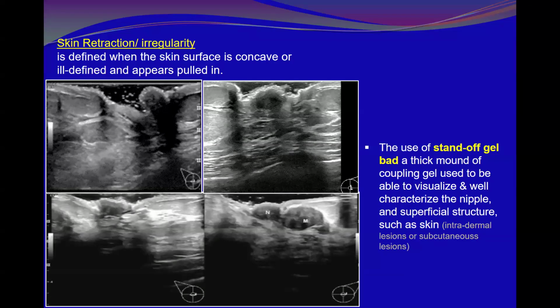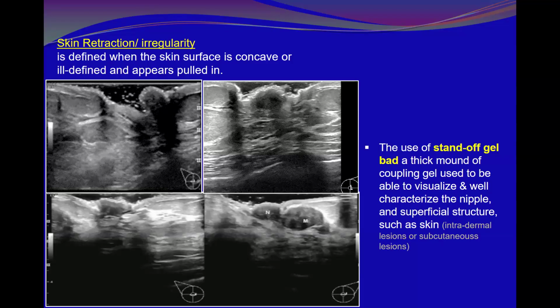In the lower example here, there is a mass. If we look here, we can see the nipple and we can see retraction of the nipple areolar complex. With some angulation, we could appreciate an underlying mass pulling the nipple. That was a malignant mass pulling the nipple. All these are my patients.